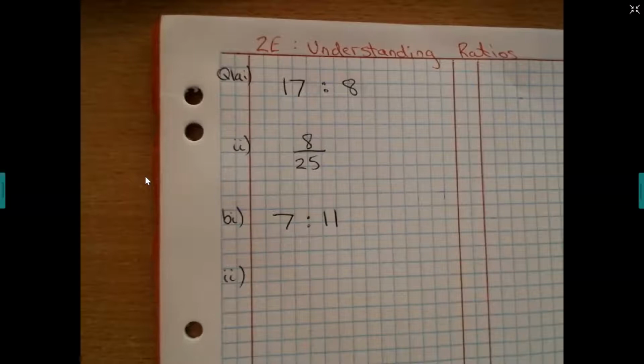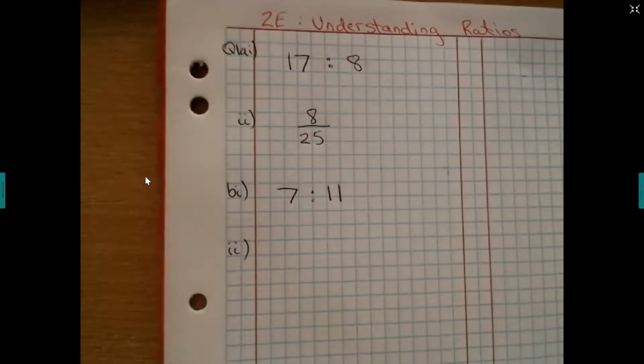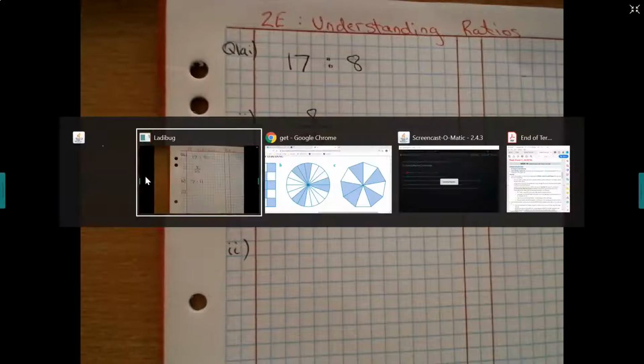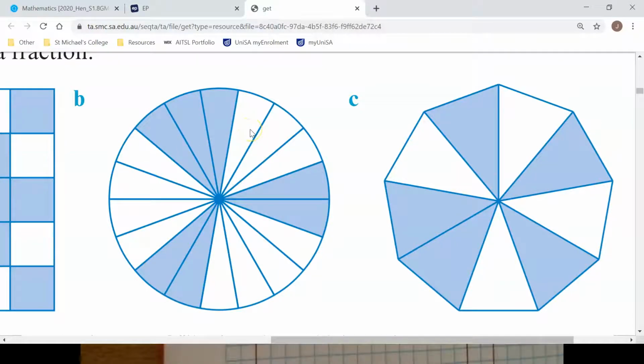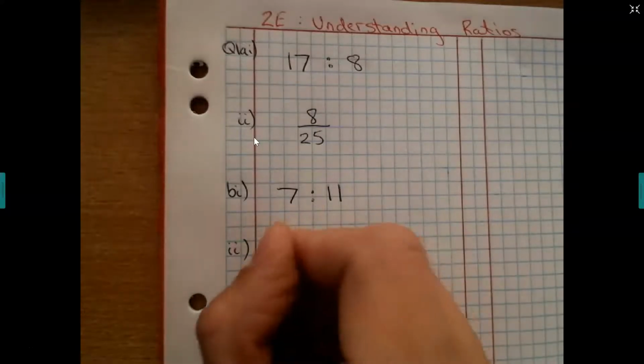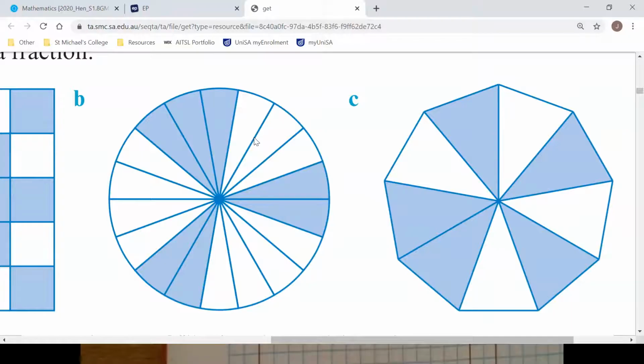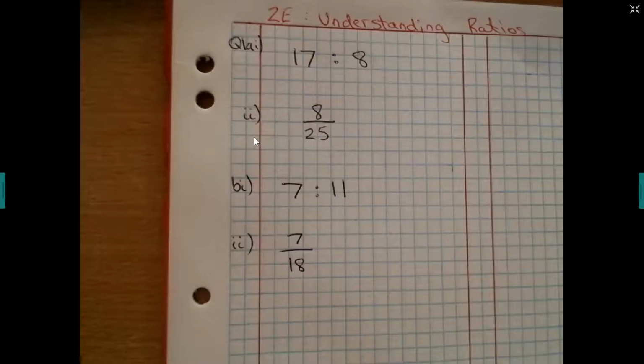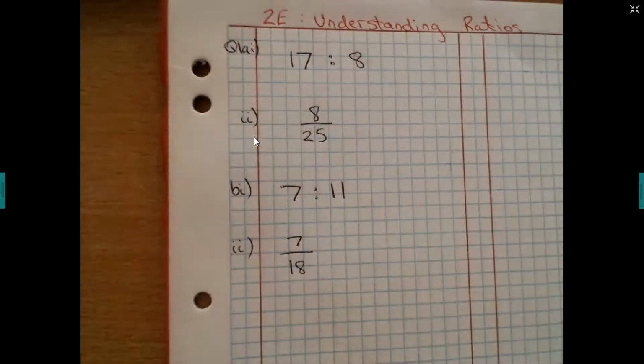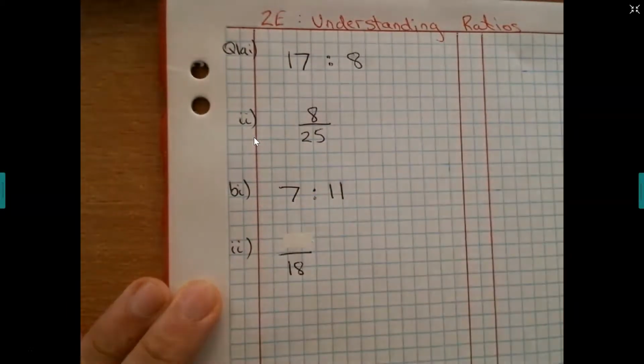And then part 2 wanted us to do non-shaded compared to the total number as a fraction. So the non-shaded is, again, 7. And then the total number we have is 18. So you should have had 7 over 18. Is that what you guys got? Yep, non-shaded. Sorry, so it's 11 over 18. I was just making sure that you guys were paying attention. You guys passed the test.